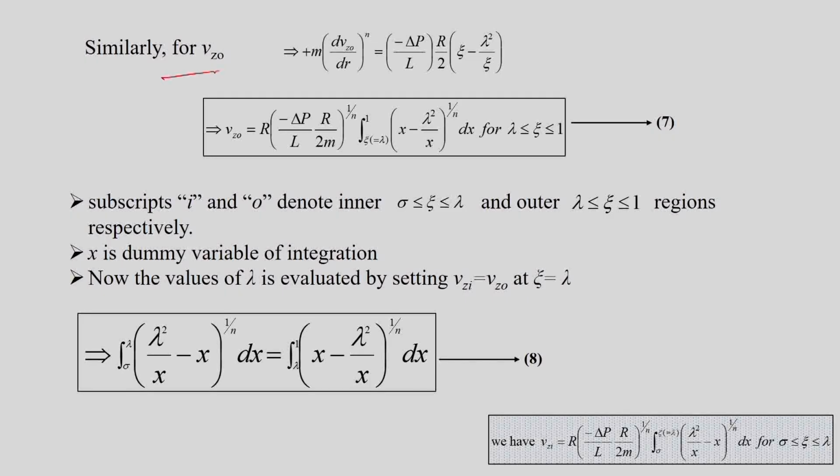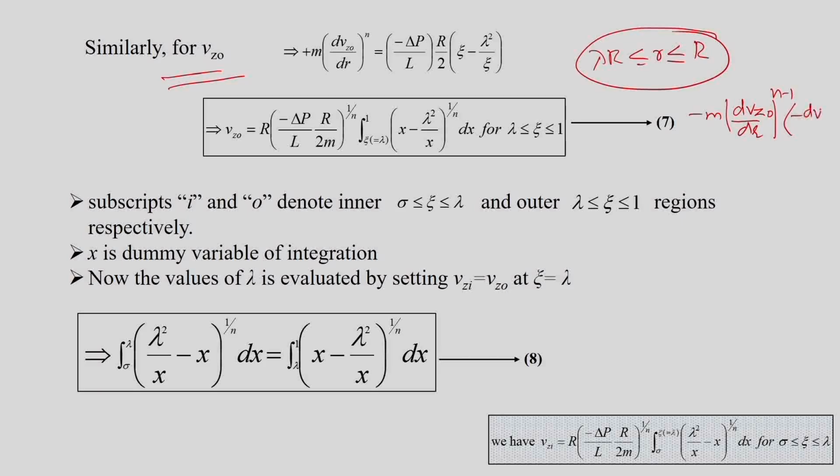So, for the other region, that is Vzo, between lambda R to capital R, the velocity gradient is negative. So we have minus m modulus of dVzo by dr to the power n minus 1, times minus dVzo by dr. Now, the velocity gradient is negative, so minus into minus plus we have written, and then dVzo by dr to the power n is equal to the shear stress distribution that we got from equation 4, which we have already derived.